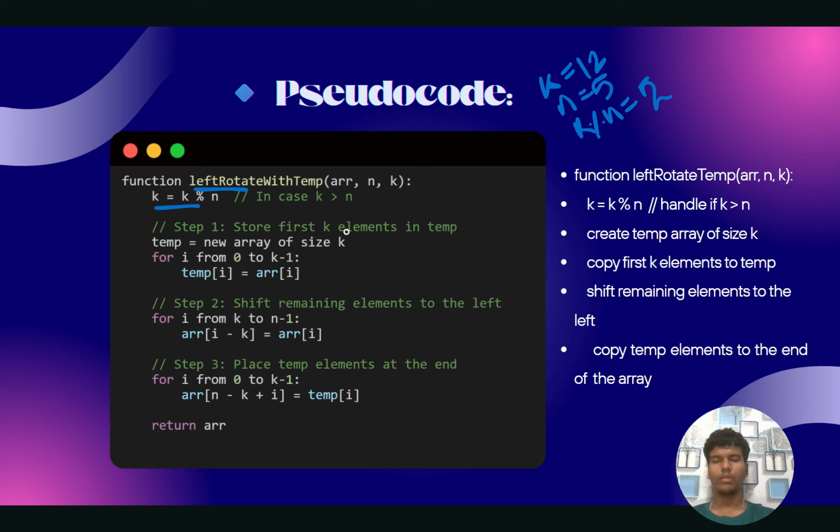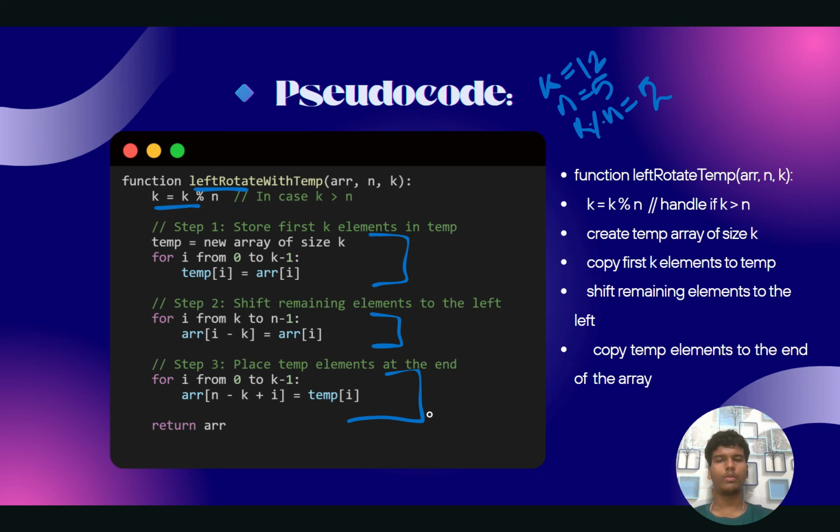So what we are doing here is we are creating a temporary array of size k, and after that we shift the remaining elements to the left side and place the temp elements at the end. At last, the temporary array that we created, we append it at the end.